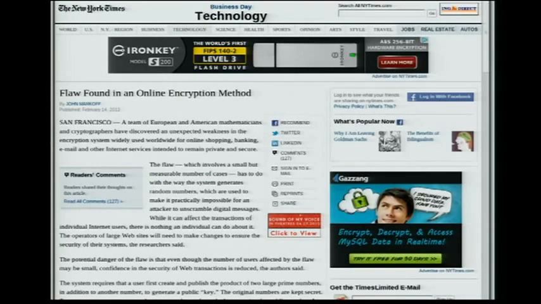So there's the New York Times article, "Flaw Found in an Online Encryption Method." I also like the advertising on the side here, like IronKey on the top and then "Encrypt, decrypt, and access MySQL data in real time. Try it free for 30 days. I secured my cloud data, have you?" Awesome advertising there.